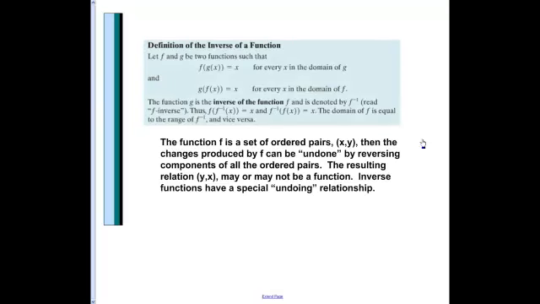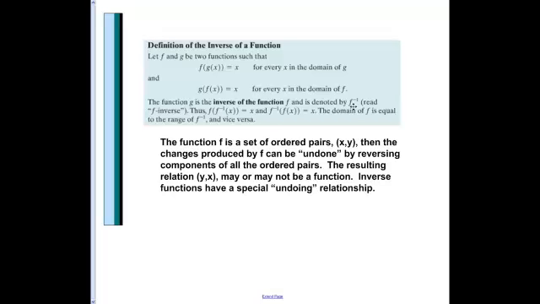The definition of an inverse function is: if we let f and g be two functions such that f of g of x is equal to x for every x in the domain of g, and g of f of x is equal to x for every x in the domain of f, we consider that to be an inverse function.